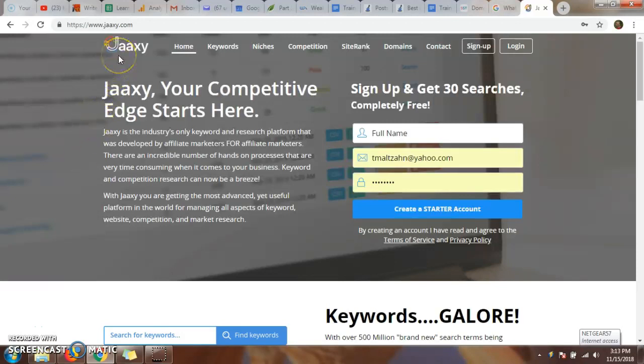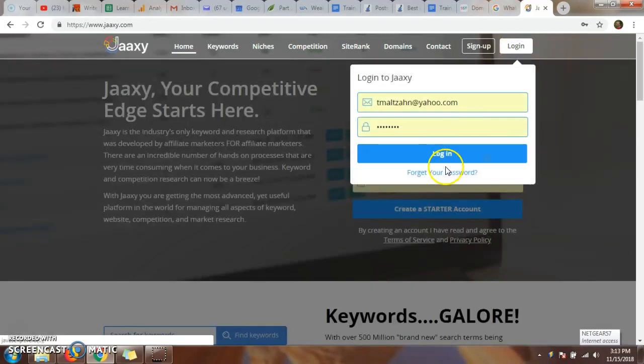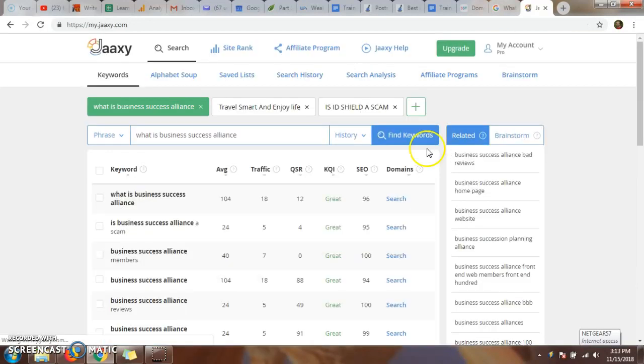Today we're going to discuss how to do keyword research competition using Jaaxy, and we're also going to take a look at website competition. I'll get you my credentials for Jaaxy so that you can log in and use my account, but we'll go ahead and log in here and take a look at the keyword phrase that we had for our example on training day number 2. It's "what is Business Success Alliance?"